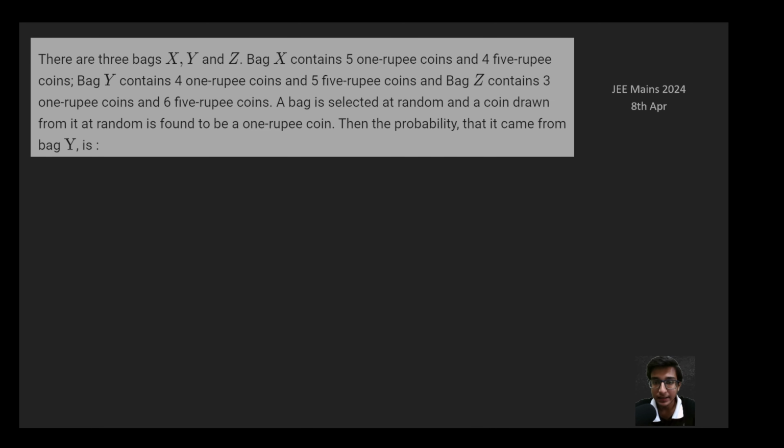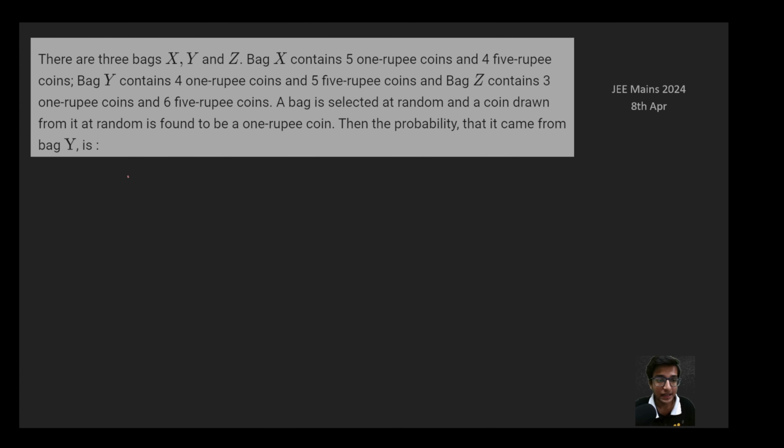A bag is selected at random. That means out of X, Y and Z, the probability of me selecting any one of the bags is same. So it is going to be 1 by 3. And a coin is drawn from it at random and is found to be a 1 rupee coin. So that means the final total probability of me finding a 1 rupee coin has been justified here. Then the probability that it came from bag Y.